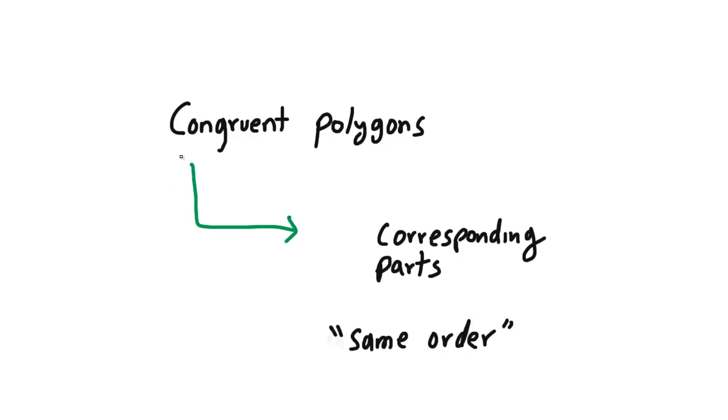So this means that if you have two congruent polygons, then their corresponding parts are also congruent. So we can put this congruent symbol in front of it. And also, when you name the congruent polygons, you do so by listing the corresponding vertices in the same order. Okay?